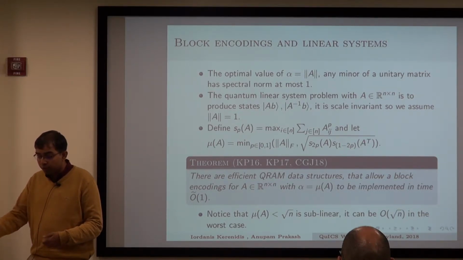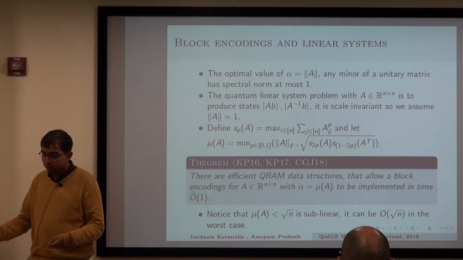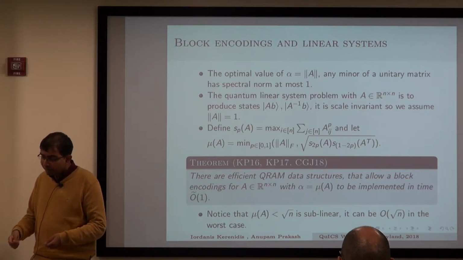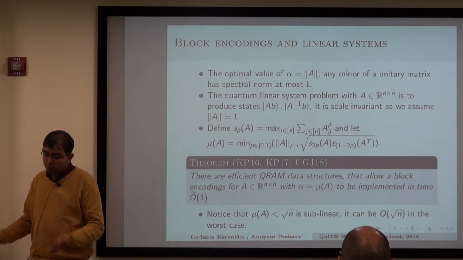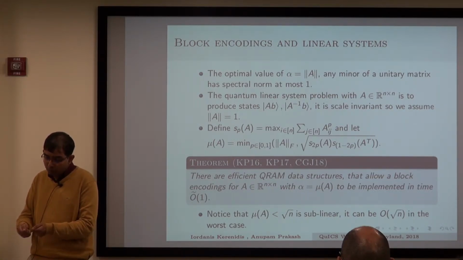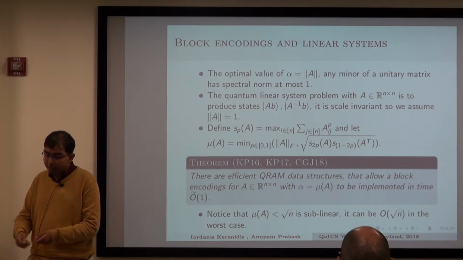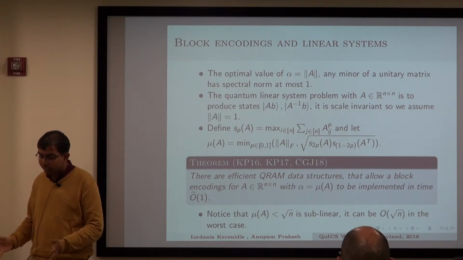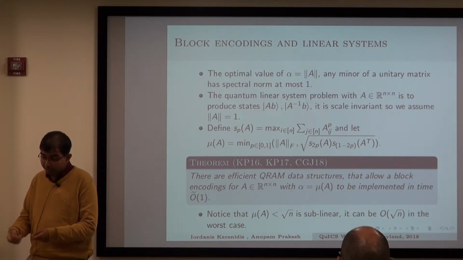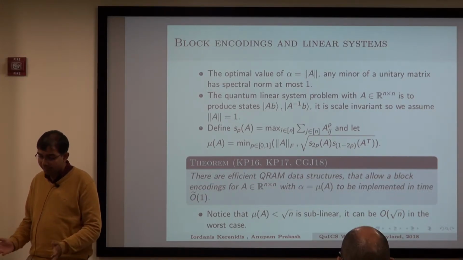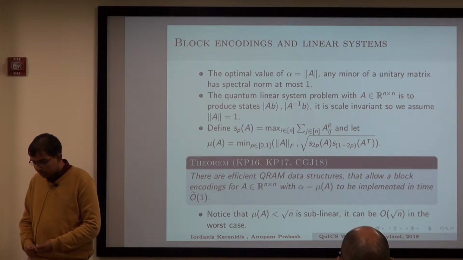So let's also see the quantum linear system problem, which is, given a matrix A and a quantum state B, to produce quantum states corresponding to the matrix product AB or the matrix inverse A inverse B, the solution to the linear system. So this problem is scale invariant. So we can assume that the spectral norm of A is indeed 1.